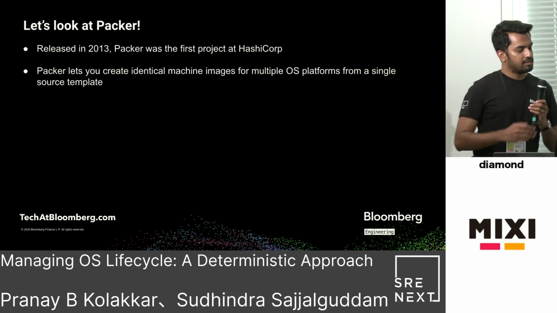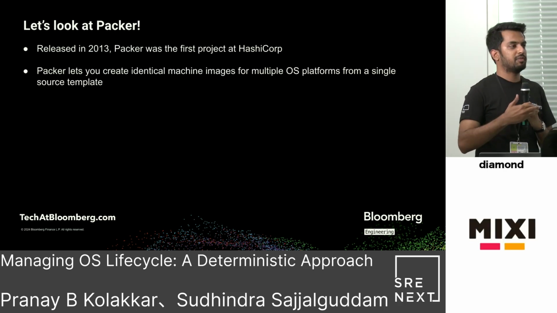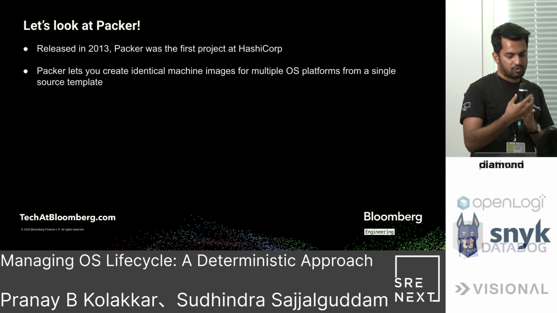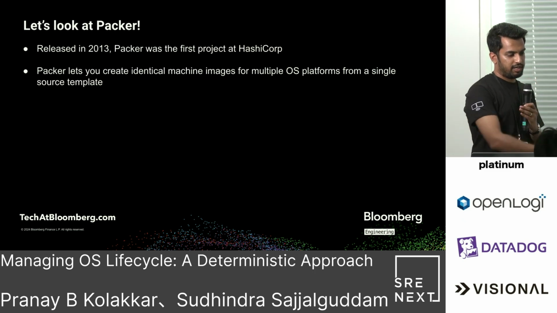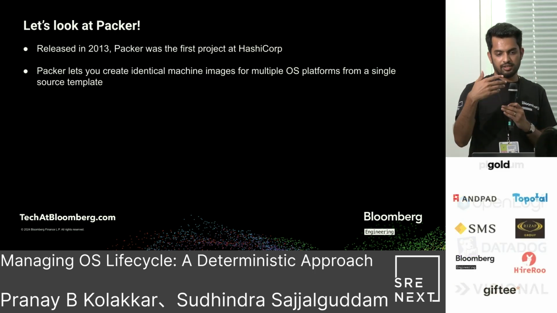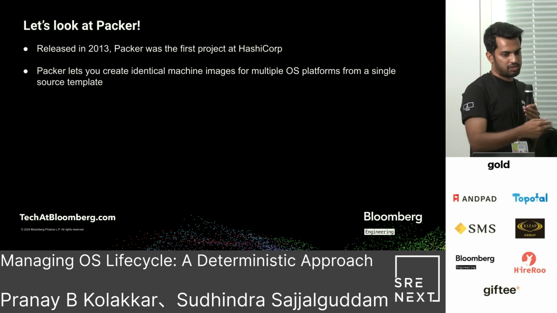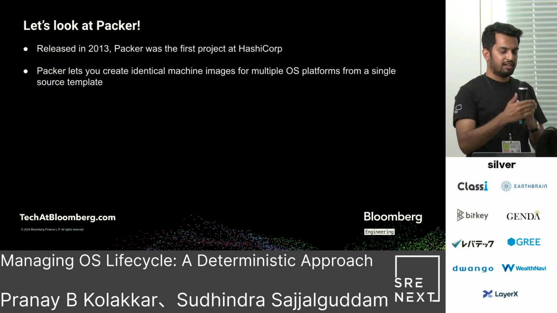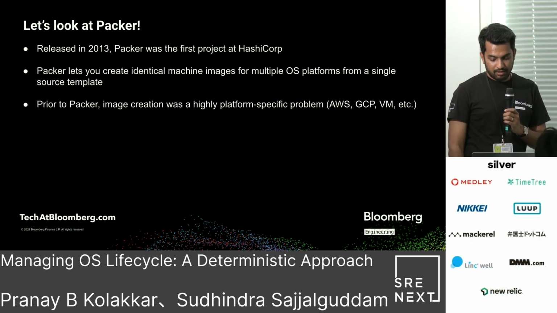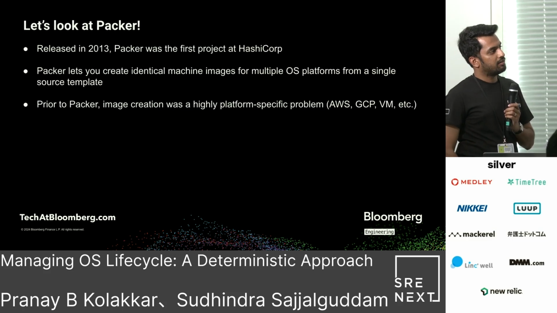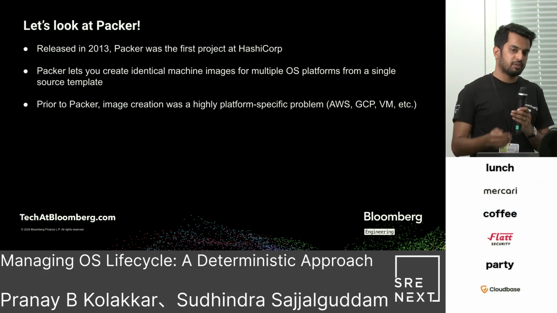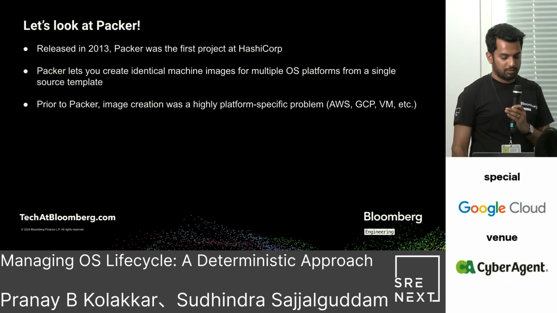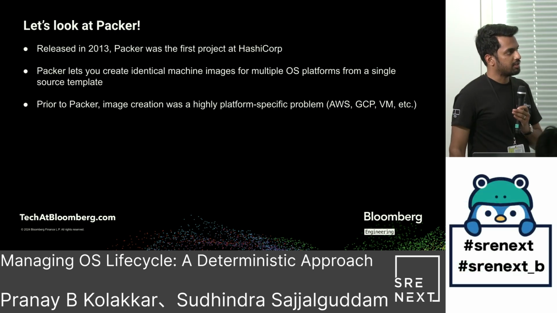Packer lets you create identical machine images for multiple OS platforms and types. Using the same config, you can create AMIs for AWS, images for Google Cloud, images for Azure, or even images for your own data center environment, all using one tool under one repository. Prior to Packer, it was very limited. You were tied down to the one platform you were using, and had to follow its way of creating images for all the instances you would launch under that platform.